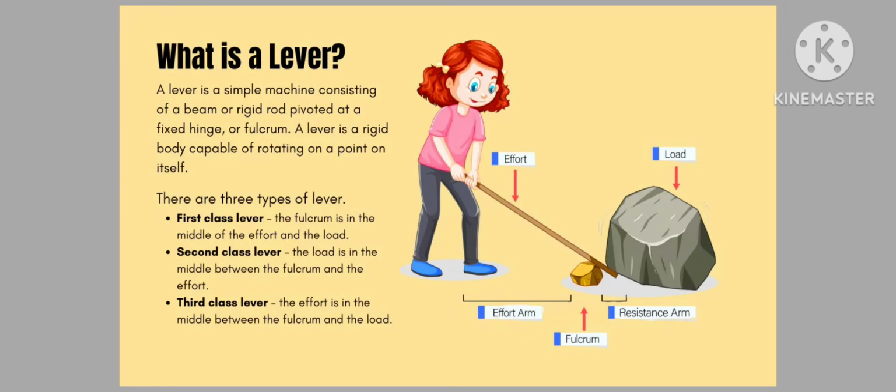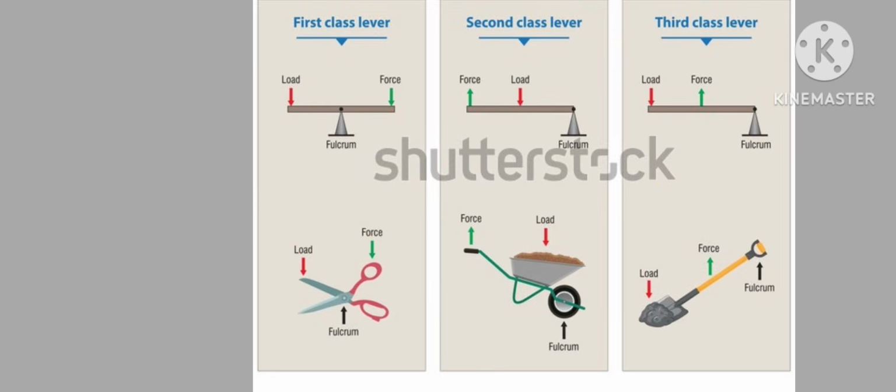Depending upon the position of the fulcrum, levers can be classified into 3: class 1 lever, class 2 lever, and class 3 lever. The first diagram shows the first class lever. In the class 1 lever you can see load, fulcrum, and force. Force is also called effort. The fulcrum is in the middle, and load and force are on either side. One example given for the first class lever is scissors.